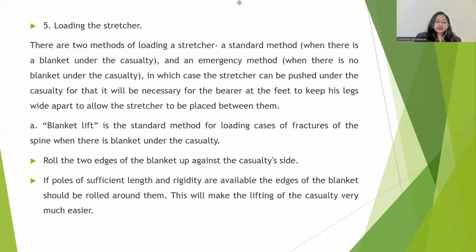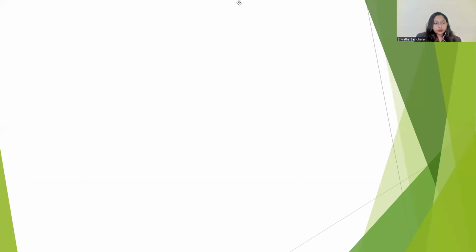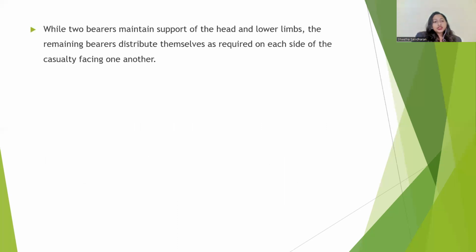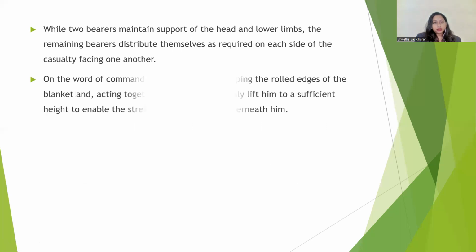If poles of sufficient length and rigidity are available, the edges of the blanket should be rolled around them. This will make the lifting of the casualty very much easier. While the two bearers maintain the support of the head and lower limb, the remaining bearers should distribute themselves as required on each side of the casualty, facing one another.